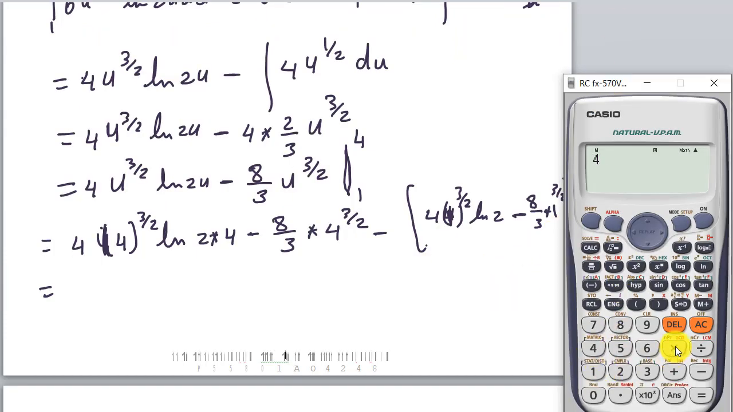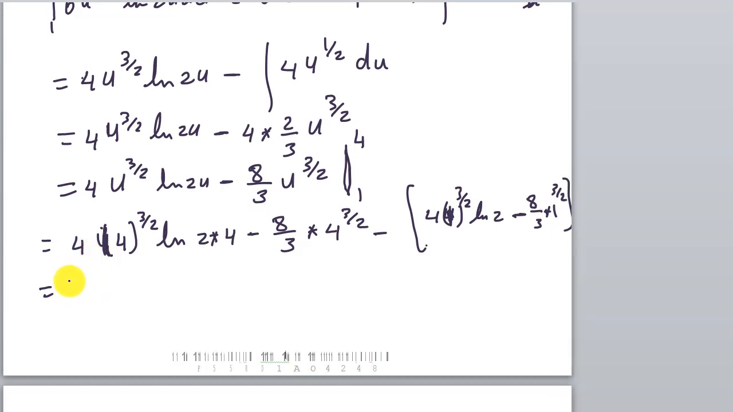4 multiplied by 4 power 1.5 will equal to 32. So we have here 32 ln 8 minus here 4 ln 2. This is the first part. Second part, here minus, here will be plus. So let us find this part.